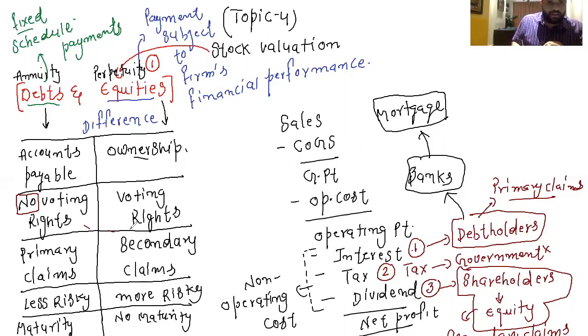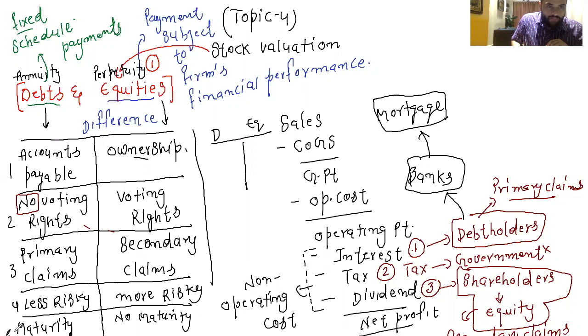All right. And the last one I'm writing here. So debts and equity, right? So 1, 2, 3, 4, 5, and here is 6. The last difference between debts and equity is tax advantage.